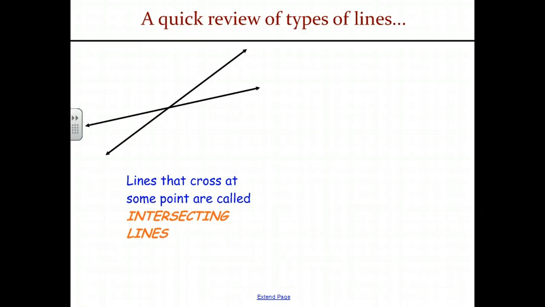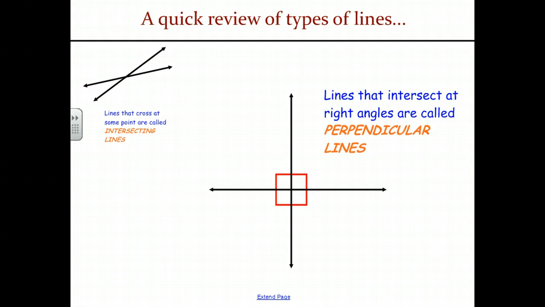Lines that do cross are called intersecting lines because they have what we call an intersection. Lines that intersect in a specific way, that is, at right angles, are called perpendicular lines. And what you see down here, which looks like a red square, is actually the red corner that is often used in these video lessons to denote a square corner or a right angle. There just happen to be four of them there at one time.